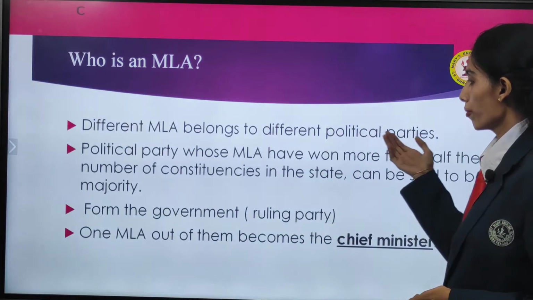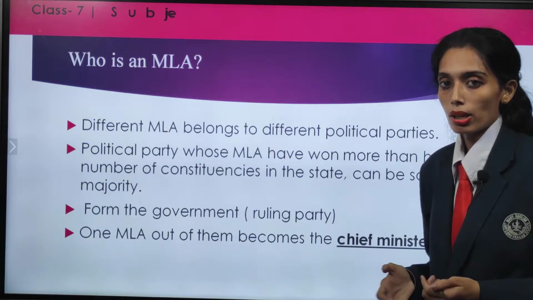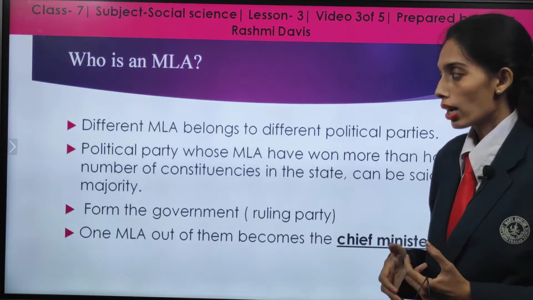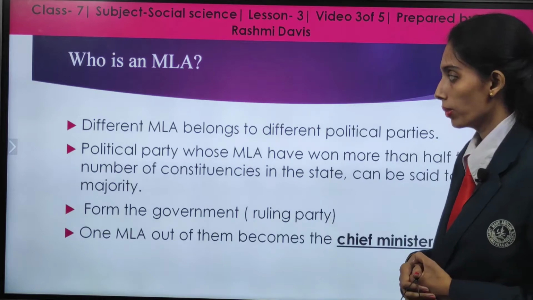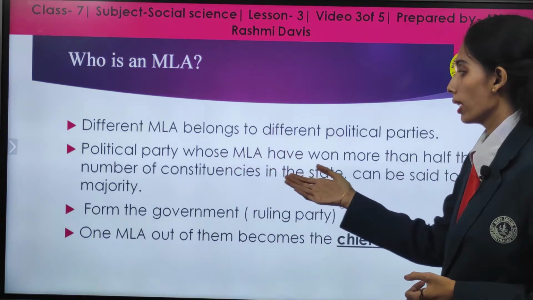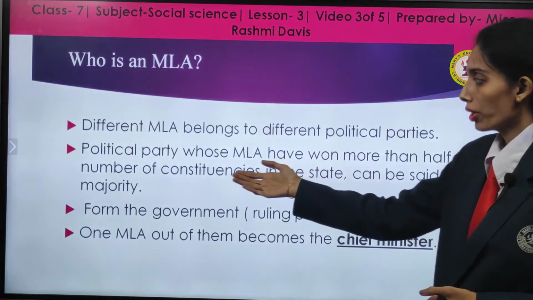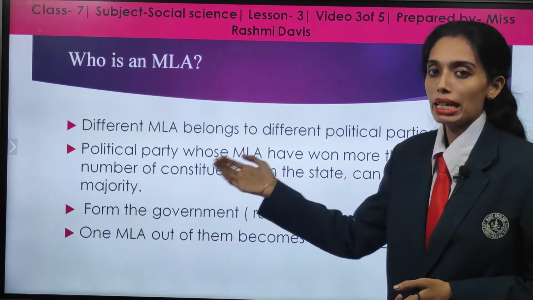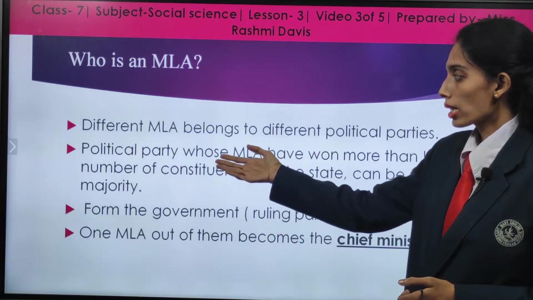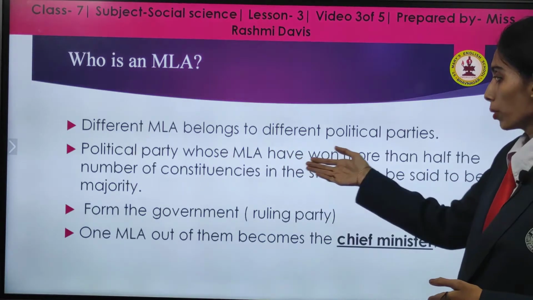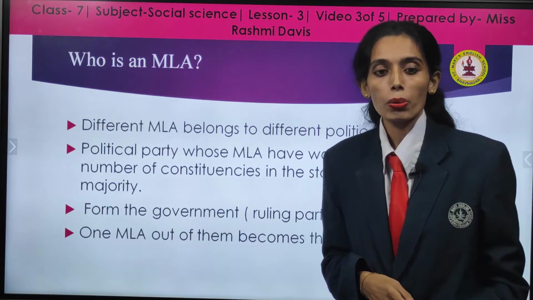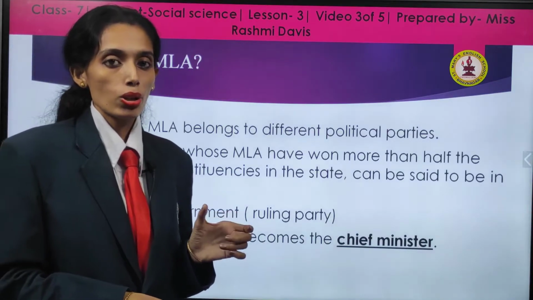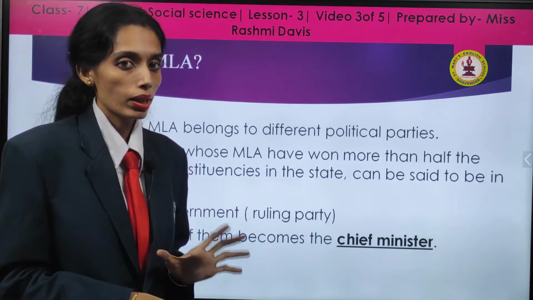Different MLAs belong to different political parties. There are lots and lots of MLAs from different parties. They stand from different parties and are counted as members of the Legislative Assembly. A political party whose MLAs have won more than half of the number of constituencies in the state is said to be in majority. What did you understand from this? In a political party, there could be MLAs who have won the election with majority. In Himachal Pradesh, there were a total of 68 constituencies, and in each constituency, MLAs of different parties could stand.